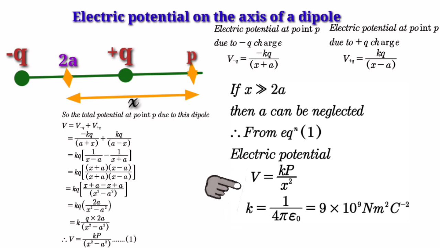Therefore, from the above equation, we can write V is equal to k into P by x square. Here, k is equal to 1 by 4 pi epsilon naught, and the value of k is equal to 9 into 10 to the power 9 Newton meter square Coulomb to the power minus 2. This is the expression of electric potential on the axis of a dipole.